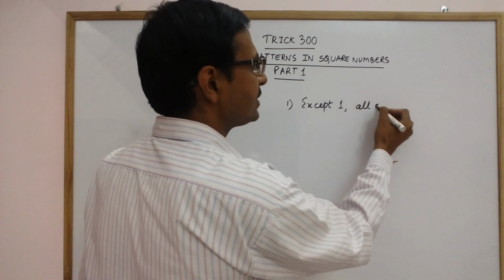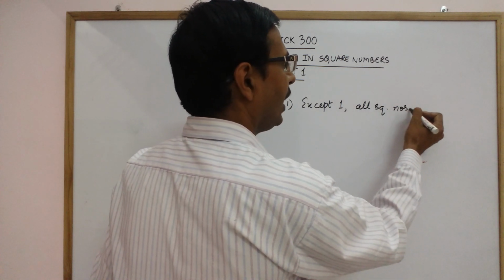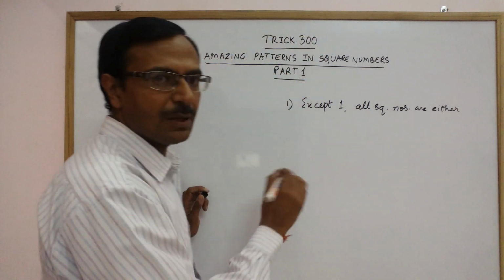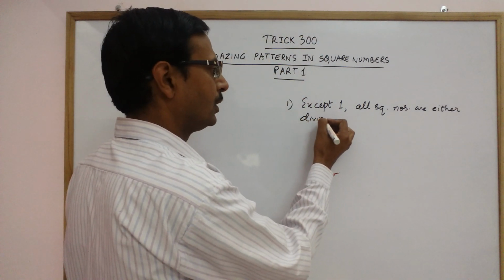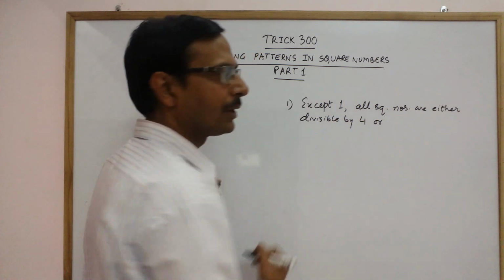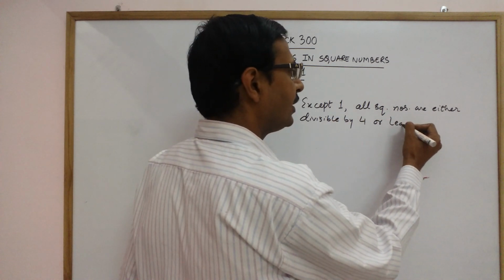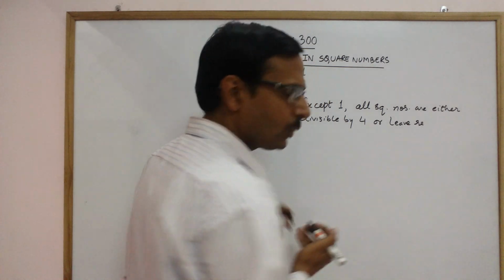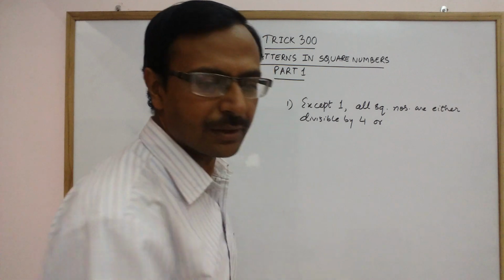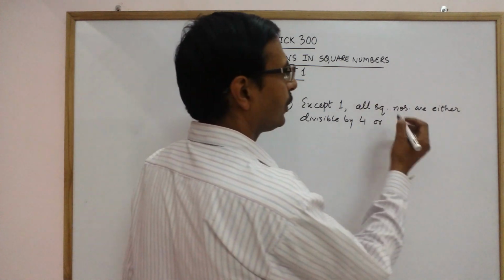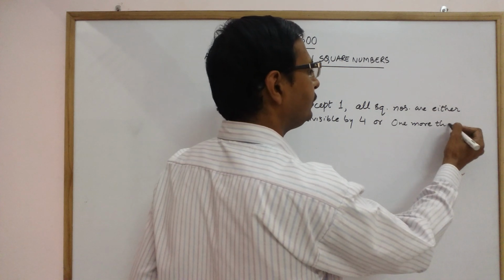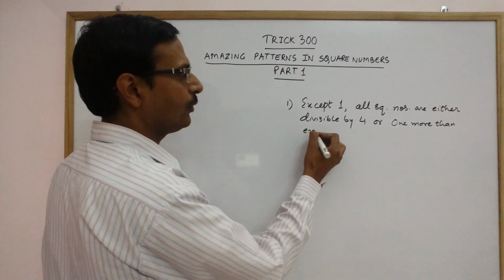So except 1, all square numbers are either divisible by 4 or leave remainder 1, or you can write it in simple language also. We will not use the word remainder, or 1 more than an exact multiple of 4.